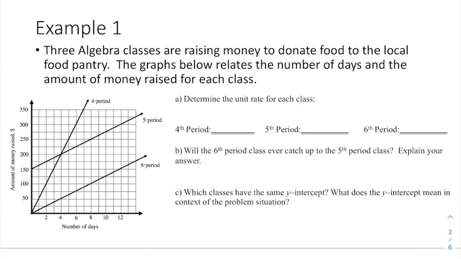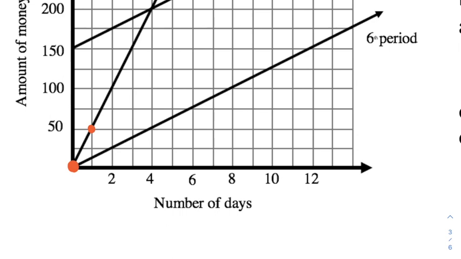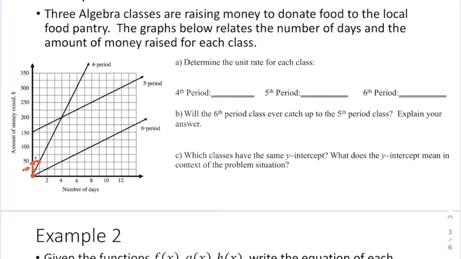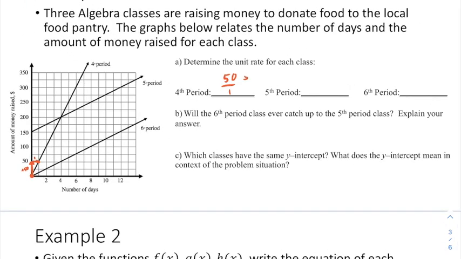In this first problem, we're told that 3 algebra classes are raising money to donate food to the local food pantry. The graphs below relate the number of days and the amount of money raised for each class. The first task is to determine the unit rate for each class. Remember, this is a simplified slope. So let's start off with fourth period. I'm going to use 0, 0, and 1, 50 as my 2 points. So I'm going up 50 and over 1, giving us a unit rate of 50 over 1. Remember, that's $50 for 1 day, or $50 per day.